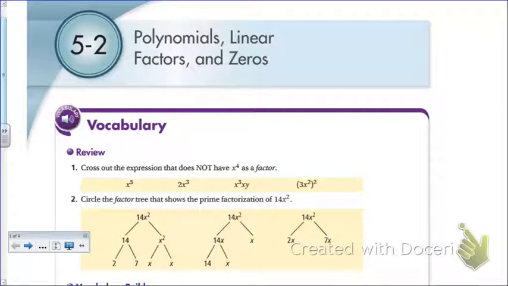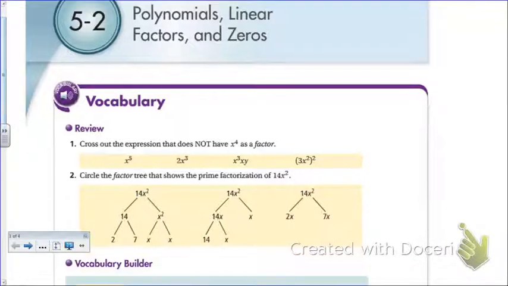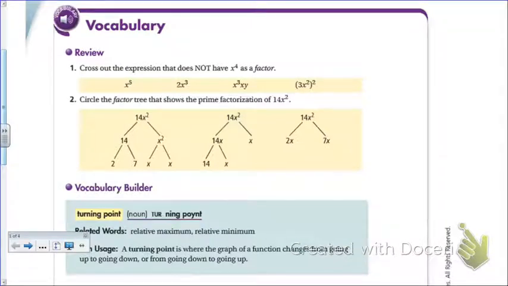Hey guys, this is 5-2 polynomials, linear factors, and zeros. We're going to go through these set of notes, and then hopefully by the time we're done, you'll know what we're doing. So we have a little review here.